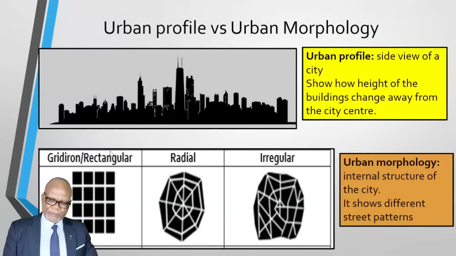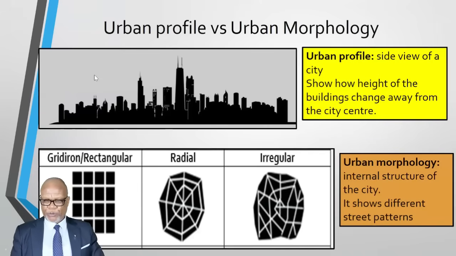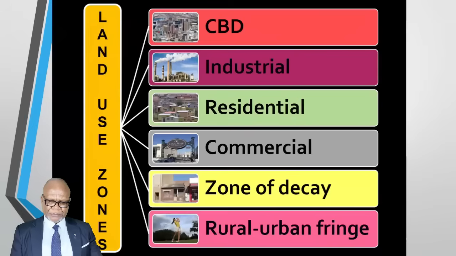Now, you know the difference between urban profile and urban morphology. We said urban profile is the side view of the city. What does the urban profile show you? It shows you the height of the building and how the building's height changes when you're moving from the city center to the periphery. And urban morphology simply refers to the internal structure of the urban areas. It shows different street patterns.